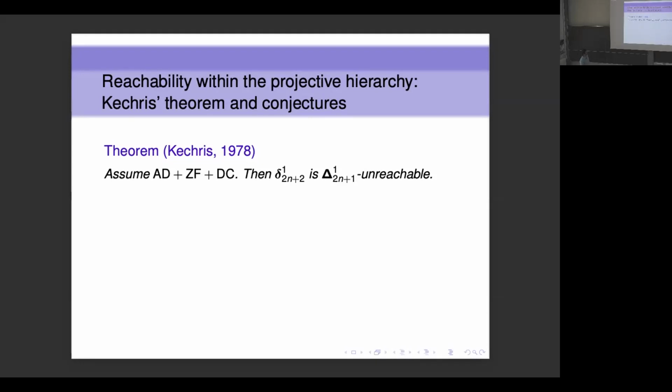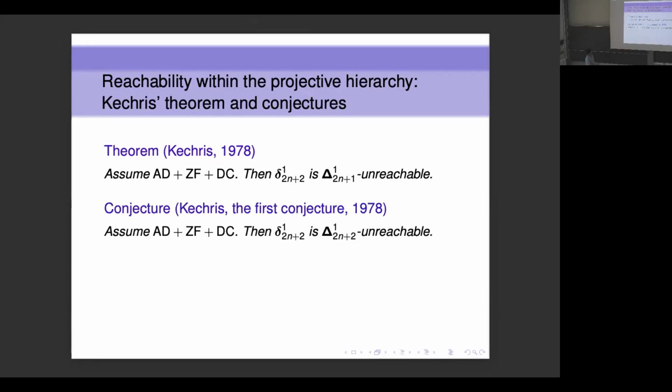Okay, so you assume AD plus DC, then you prove delta 1, 2n plus 3 is delta 1, 2n plus 1 unreachable. And so that's the gap there. You would like to do delta 1, 2n plus 2. In that same paper, Kechris proved something extremely strange, that the union of arbitrary length of sigma 1, 2n plus 2 sets is sigma 1, 2n plus 2. That sounds fishy, but that's what he proved there. Maybe that's what motivated him to make these conjectures.